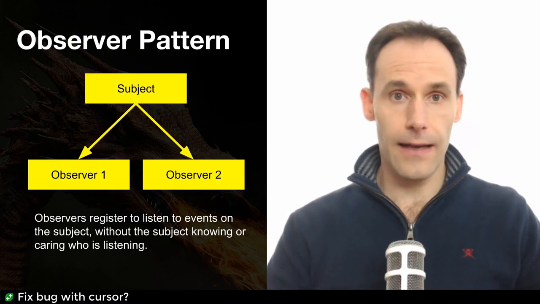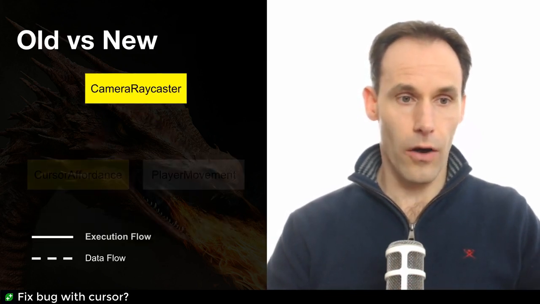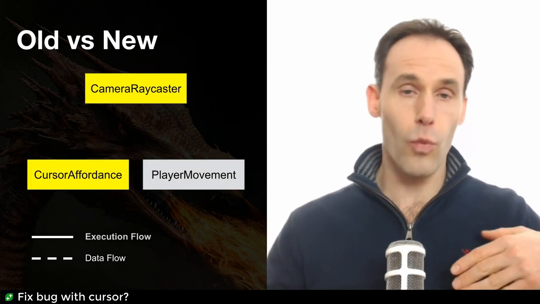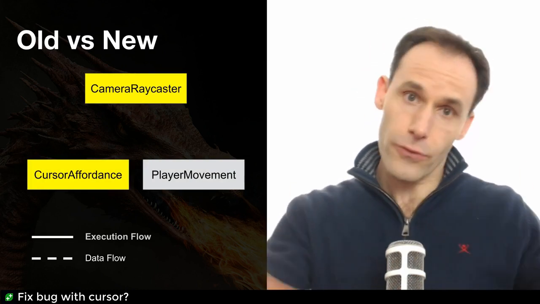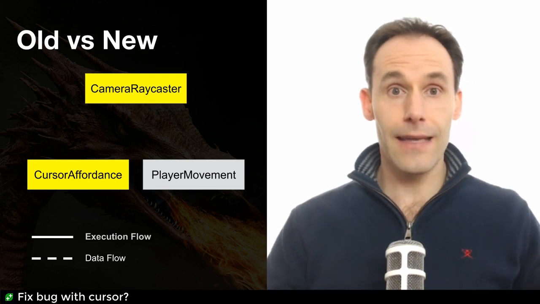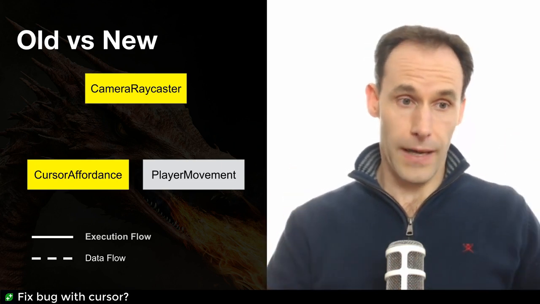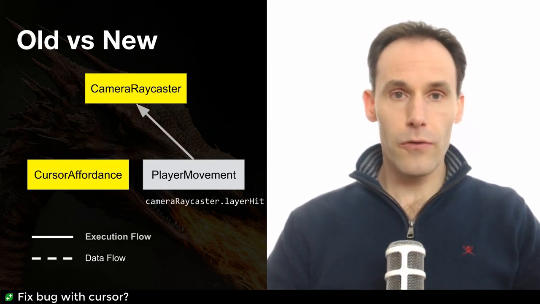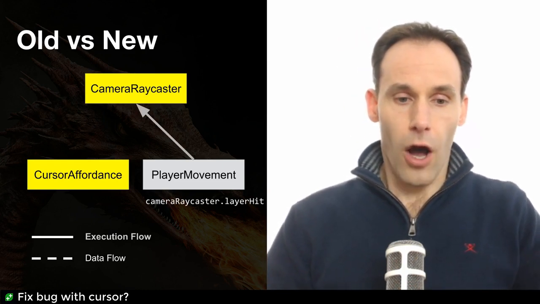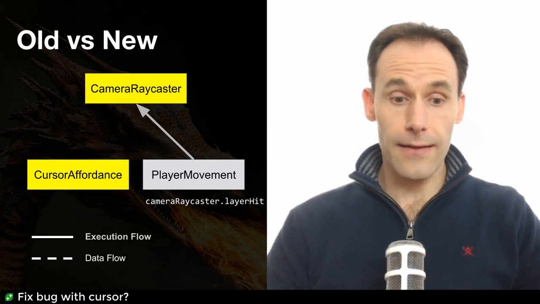So let's take that a little bit into the concrete with our camera raycaster. And let's look at the old way of doing things versus the new way. And we're going to end up doing both, actually. But the yellow stuff on the left-hand side of this diagram is the new observer pattern. So let's firstly talk about what's happening in player movement. Player movement is asking camera raycaster through the getter, camera raycaster.layer hit. Remember we wrote that getter.